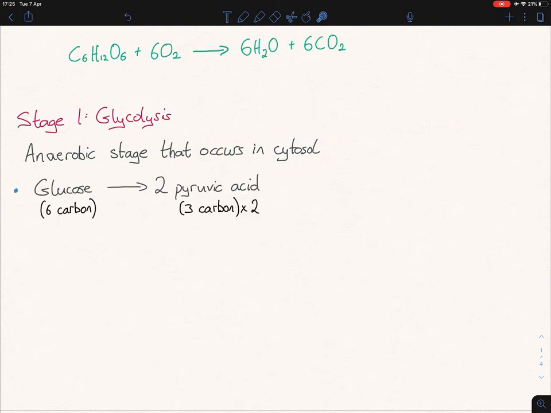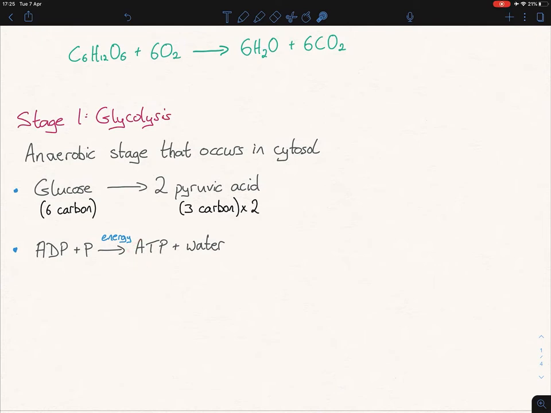Now, what is actually happening here? Glucose, as we said up above, which is a 6-carbon molecule, is breaking down to form two 3-carbon molecules, also known as pyruvic acid. So glucose is breaking down to form pyruvic acid, which is a 3-carbon molecule. There are two of them. In addition, ATP is also produced, so phosphorylation is taking place as well.